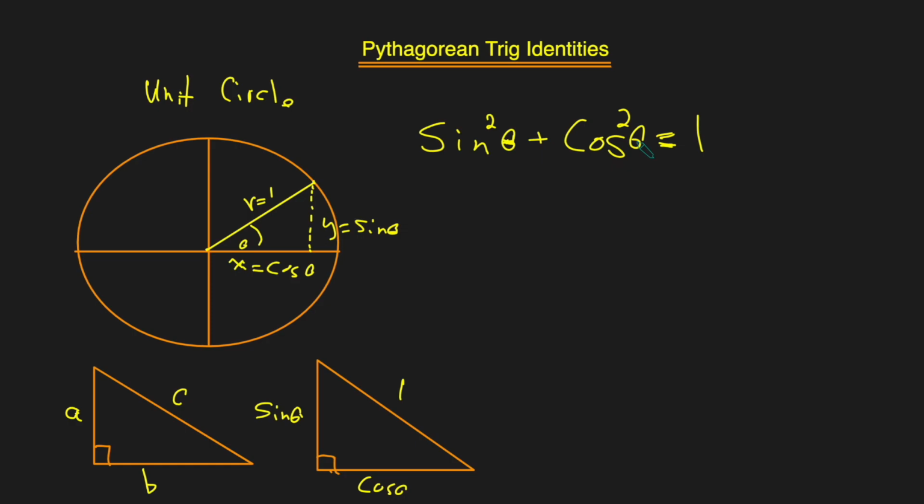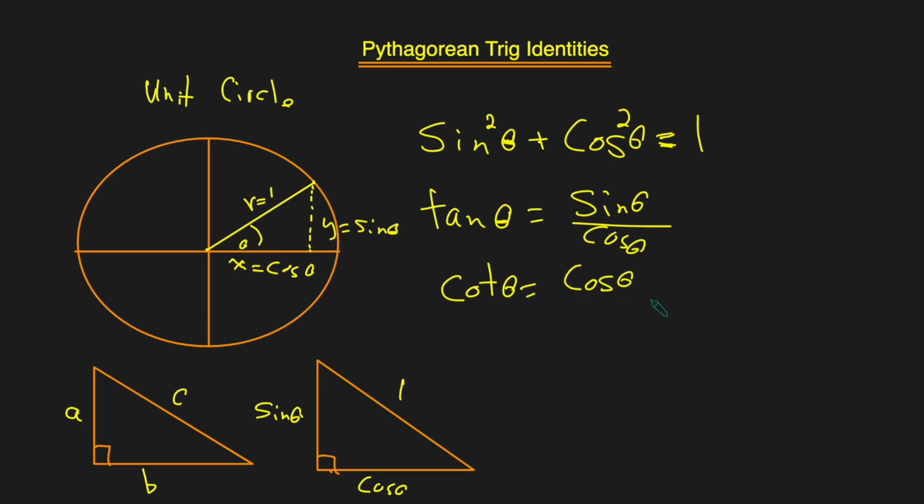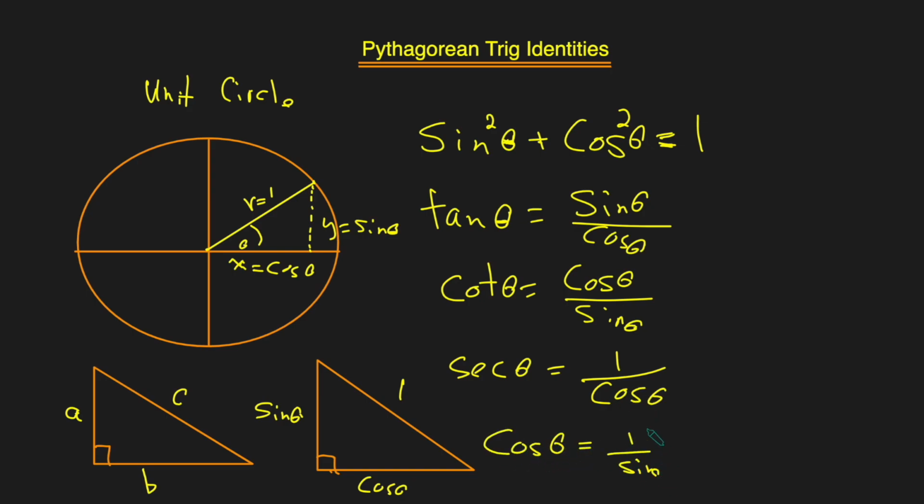Now, from this, we can derive almost every identity that we need. Let's say we need a relationship between tan and secant. We know that tan equals sine theta over cosine theta, and that cotan equals the inverse, which is cosine theta over sine theta. We know that secant theta is equal to 1 over cosine, and that cosecant theta is equal to 1 over sine. So you need to know those as well.